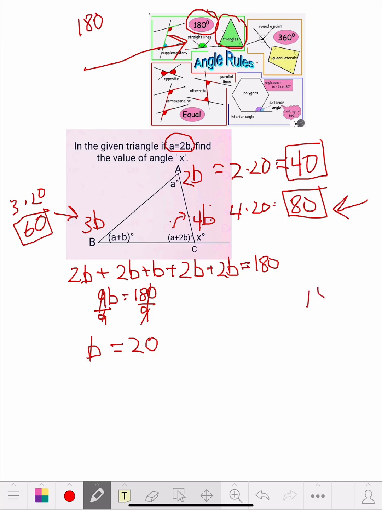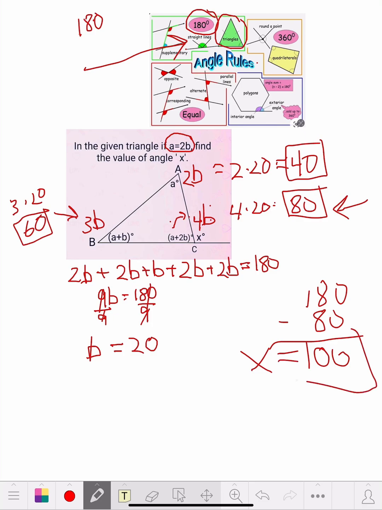So we got 180 minus 80 makes 100. X equals 100. Square that off. Hey, the teacher knows, my answer is X equals 100. Star that so the teacher knows, this is my answer. X equals 100. Okay, and that was all there was to it.